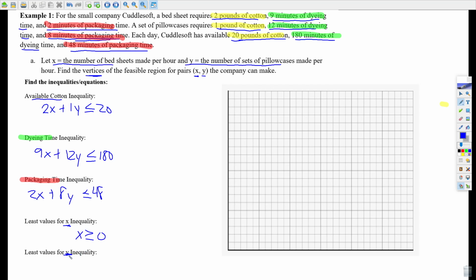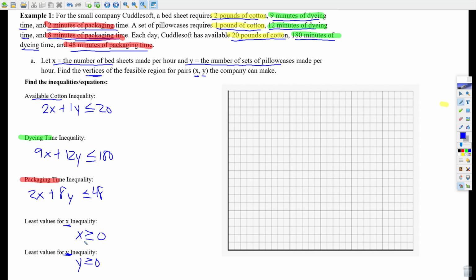Same thing for the y's. That would be your pillowcases. You can use 0, but hopefully we're going to use more than 0. So y is also bigger than or equal to 0. What this does is highlight the fact that we don't want to go outside the bounds of the y-axis or the x-axis. It's all going to be positive numbers here. So that's what this takes care of when we actually graph it.